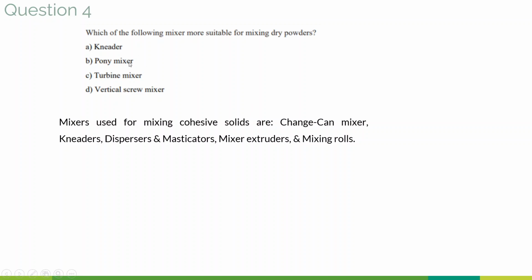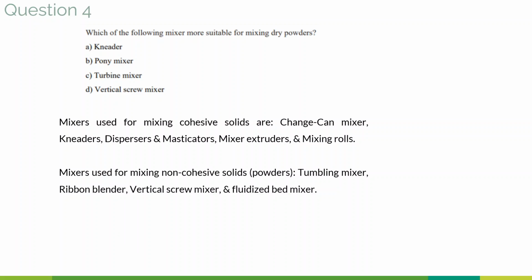So kneader and pony mixers are used for cohesive solids, and turbine mixer is used for liquids, especially low viscosities, or liquids that are not of high viscosities rather. So turbine mixers are used for liquids, and for non-cohesive solids such as powders, you use tumbling mixers, ribbon blenders, as we discussed in the previous second question, and then you have a vertical screw mixer and then fluidized bed mixer. So in a vertical screw mixer, the shaft will be vertical and you'll have a screw shaped mixer surrounding the shaft or mounted onto the shaft. So those screws will help in mixing of the dry powders or non-cohesive solids.